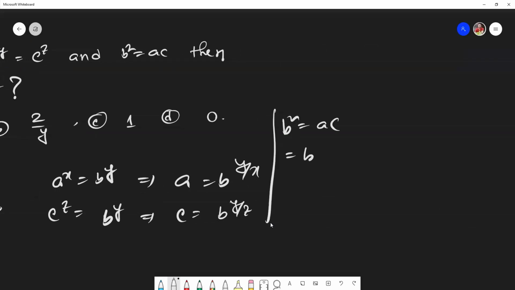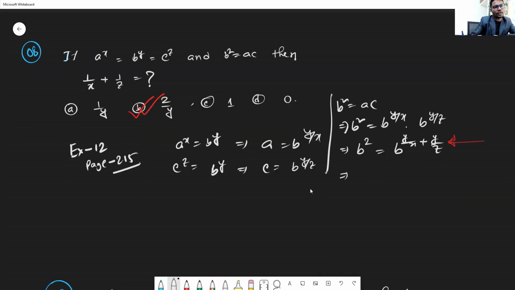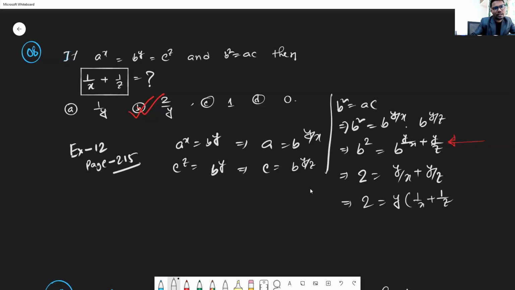So put here the value: b square, a means b to the power y by x, c means b to the power y by z. So here we can write b to the power 2 equals b to the power y by x plus y by z. The base is the same on both sides, so we can write 2 equals y by x plus y by z. According to the question requirement, we want 1 by x plus 1 by z, so y is common: 2 equals y times 1 by x plus 1 by z. Dividing each side by y, we get 2 by y equals 1 by x plus 1 by z. So our answer is 2 by y.